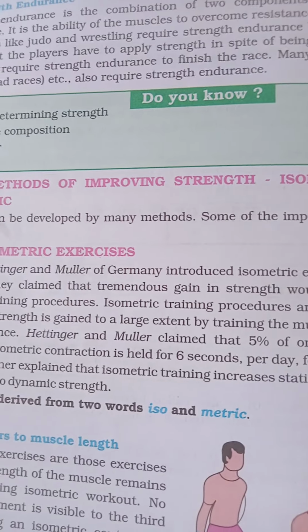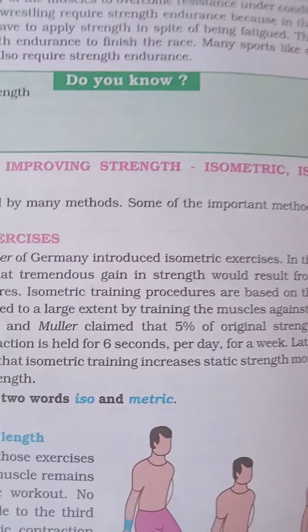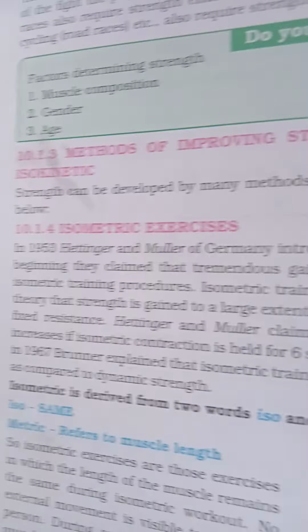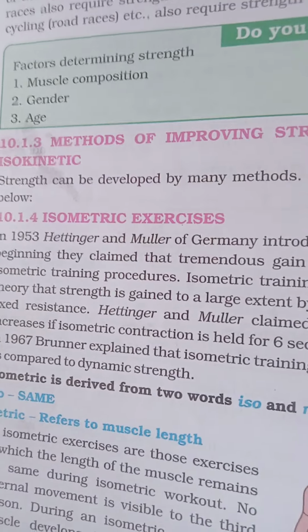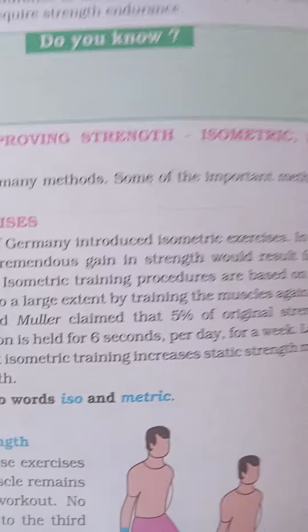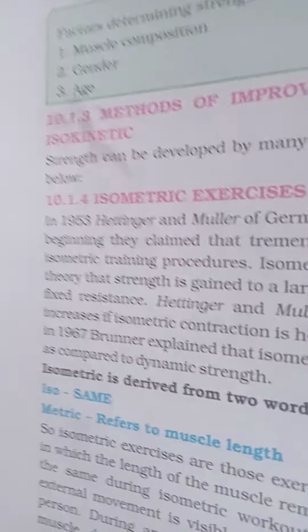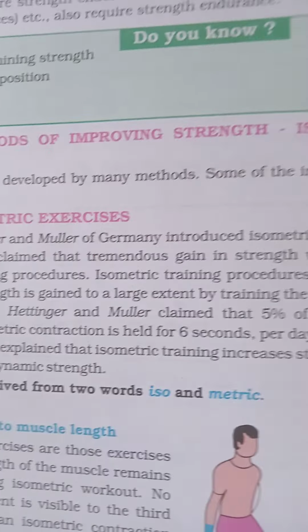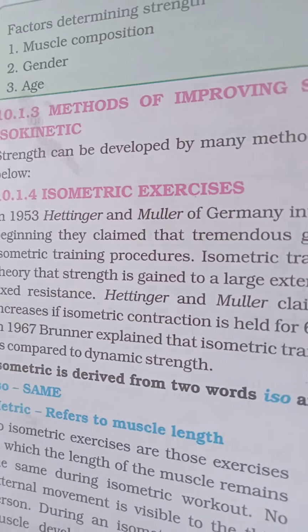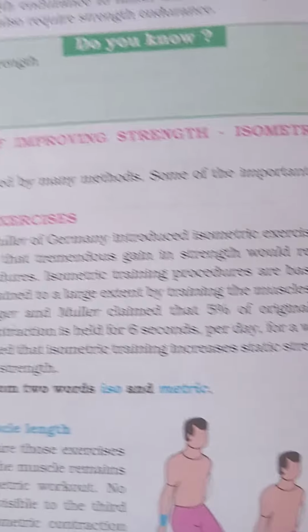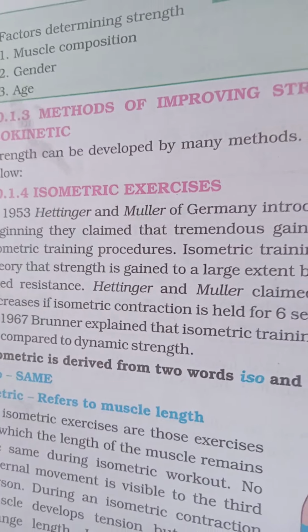Isometric training procedures are based on the theory that strength is gained to a large extent by training the muscles against a fixed resistance. Hettinger and Muller claimed that 5% of original strength increases if isometric contraction is held for 6 seconds per day for a week. Later, in 1967, Brunner explained that isometric training increases static strength more as compared to dynamic strength.